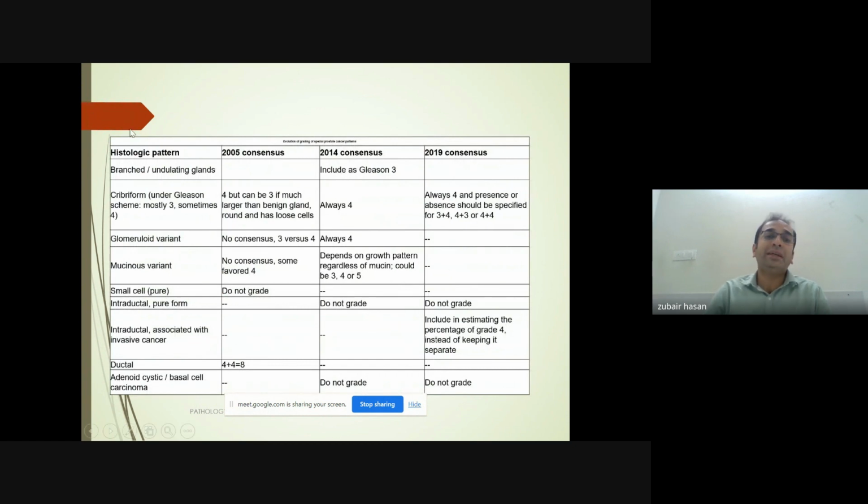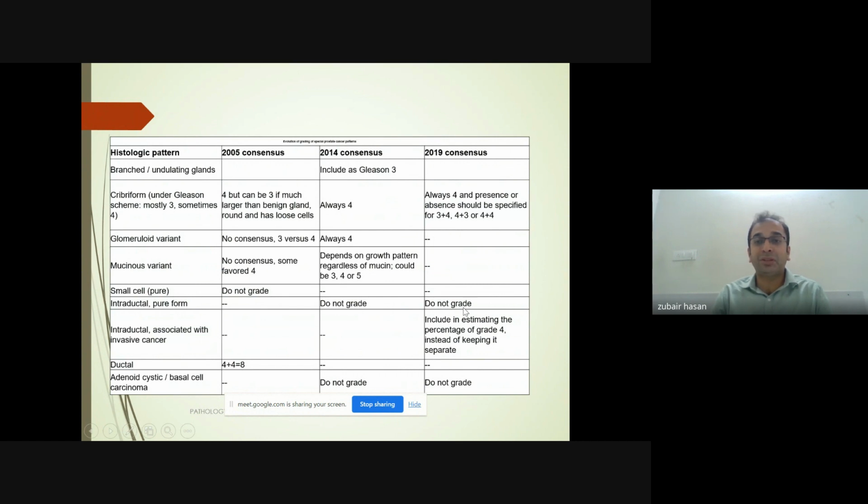So histologically, over the years, we have seen patterns change, and the latest consensus is that branching glands should be included as Gleason 3. Cribriform is always 4. Presence or absence should be specified for 3 plus 4, 4 plus 3, or 4 plus 4. Glomeruloid variant is always 4. Mucinous, depending on the growth pattern, is important. Don't go by the mucin; it could be 3, 4, or 5. Small cell, we do not grade. Intraductal, we do not grade.